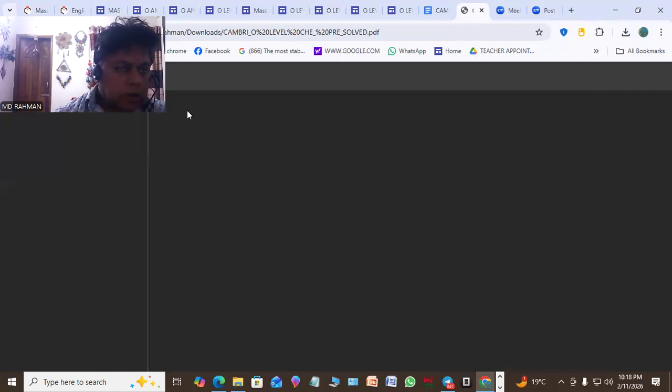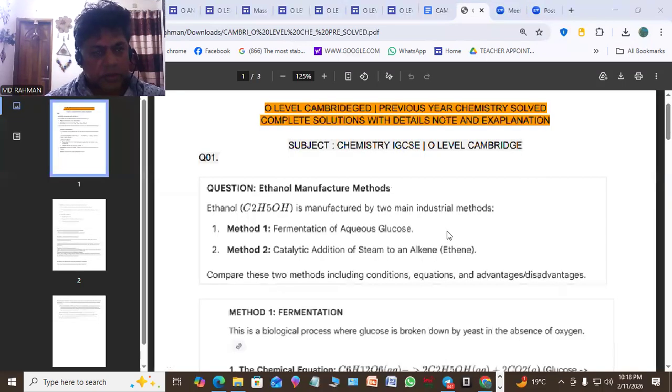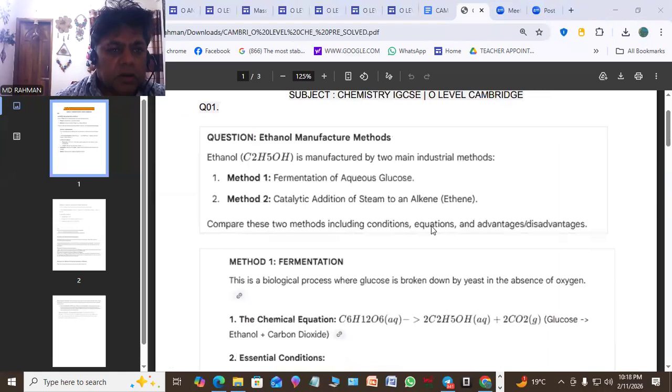Ethanol is manufactured by two main industrial methods. Method 1, fermentation of aqueous glucose, and method 2, catalytic addition of steam to an alkene. These are the prominent methods widely used. But the question may ask you to write different aspects. One is to compare the two methods, including conditions, equations, and advantages and disadvantages.